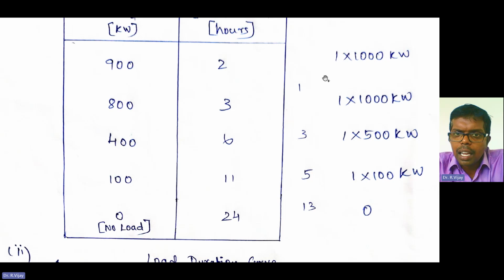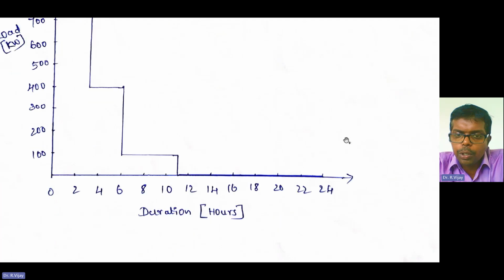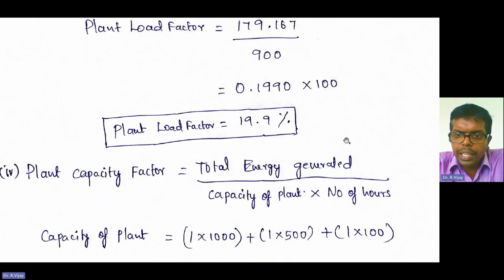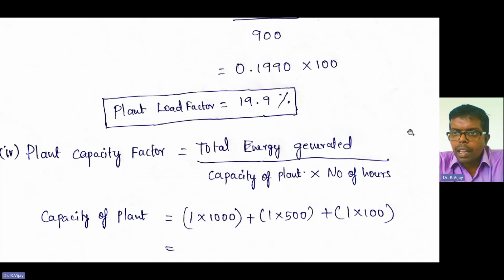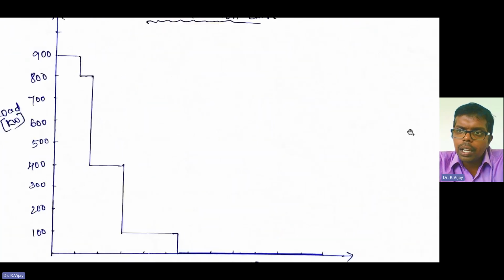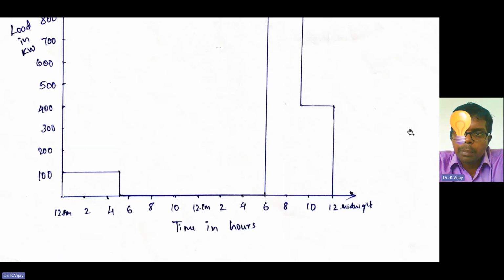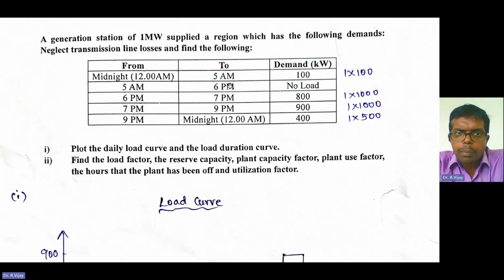So 1 into 1000, so 1000 into 2 plus 1000 into 3, with the number of operating hours. Like that you need to do. How did we do it here? The same thing. 100 into 5. We started from whatever data was given. So once again we will go to the problem data, then you will be clear.